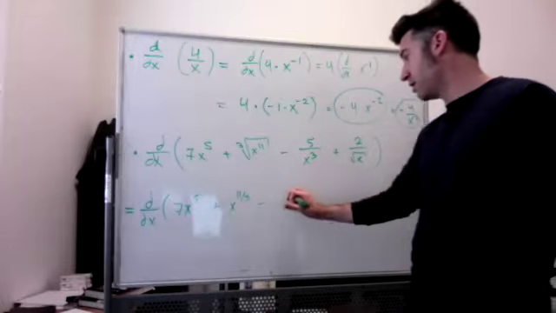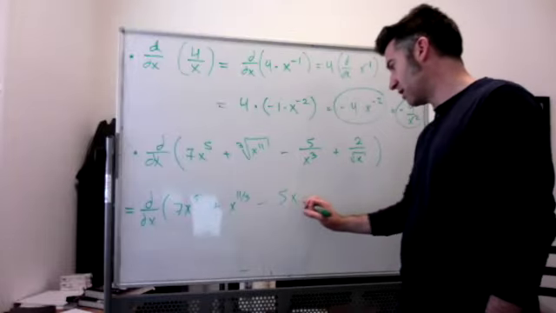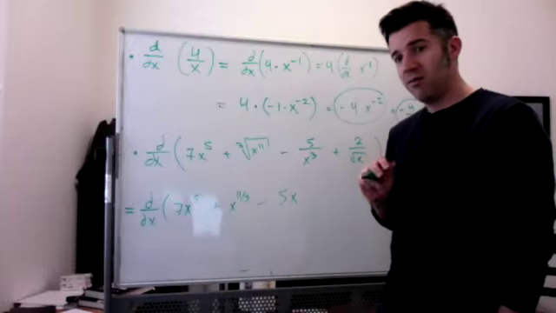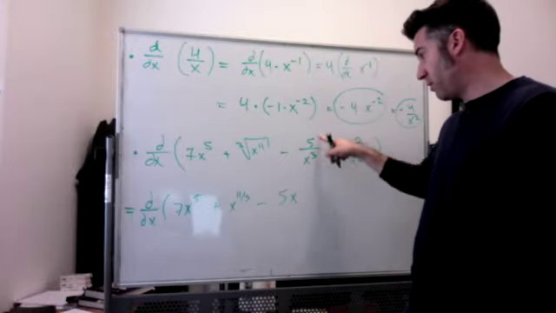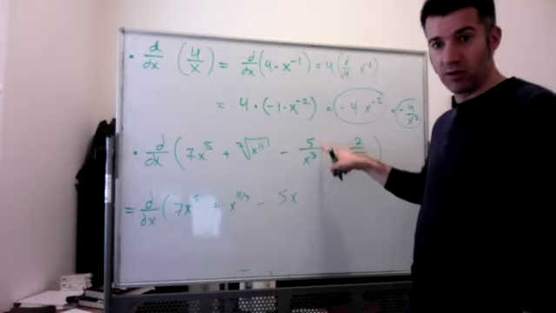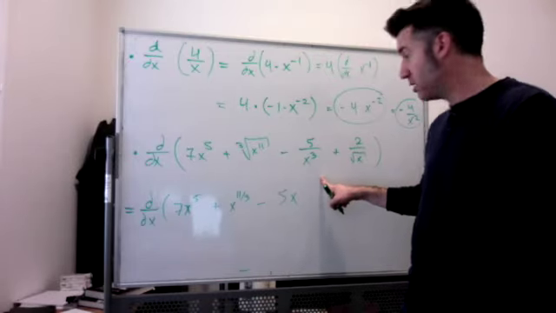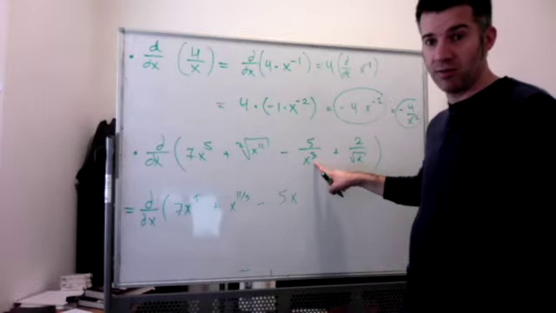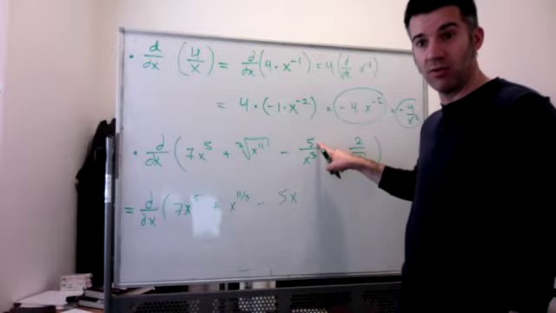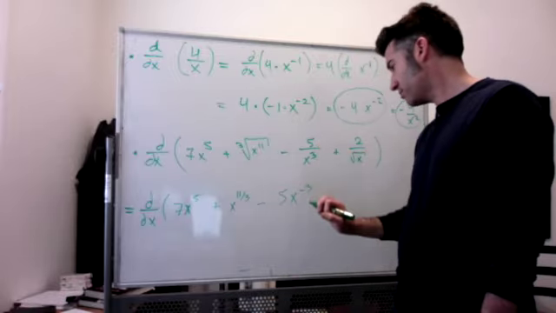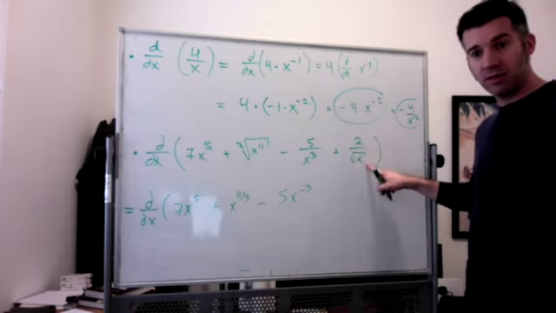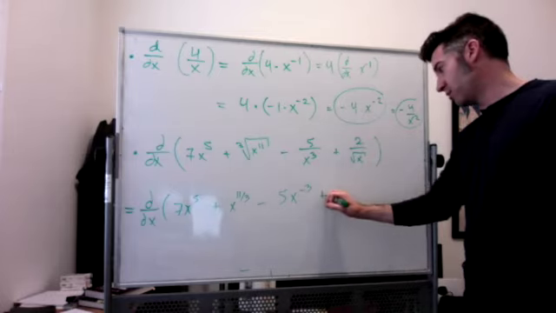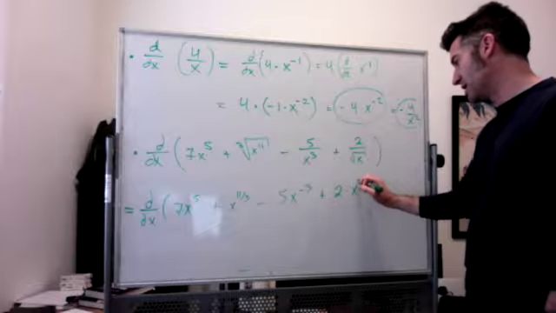Minus, this is going to be 5 times x to the, I've seen people struggle with this before. When the power changes places in the numerator or denominator, it just changes signs. So if it's x to the 3rd in the denominator, it's x to the negative 3rd in the numerator. Same deal here. This is 2 over x to the positive 1/2, which is going to become 2 times x to the negative 1/2.